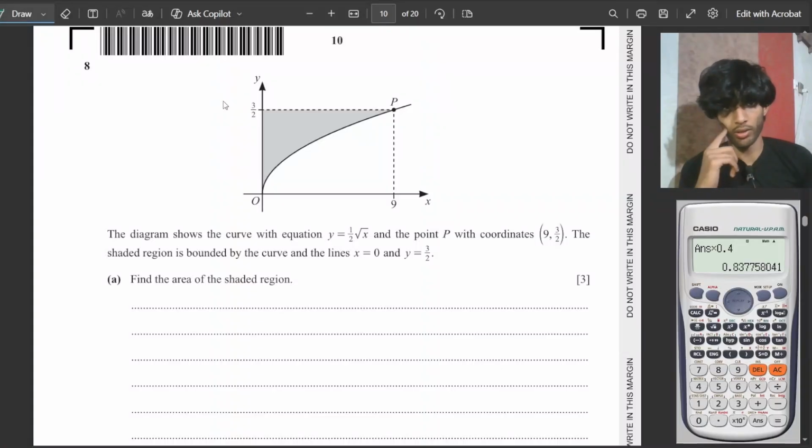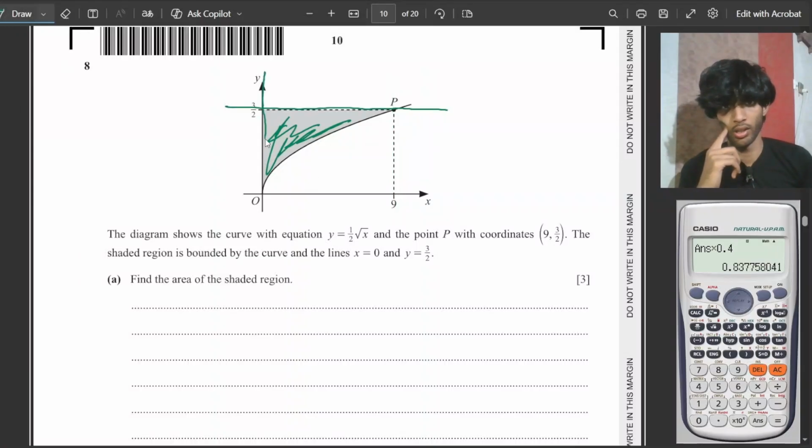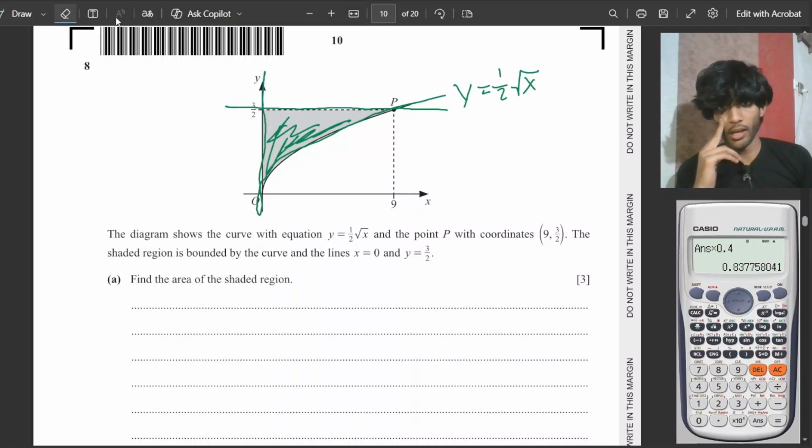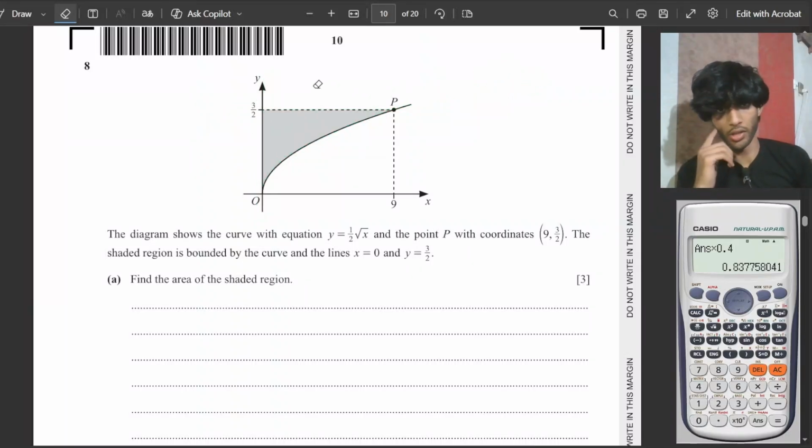So what does this hocus pocus mean? It basically means that there's this shaded region. It's in between this line, x equals 0, my bad, this line. So x equals 0 is basically the y-axis. And then this curve right over here, which is y equals 1 by 2 under root x. And what we have to do is find how much the area is of this shaded region.